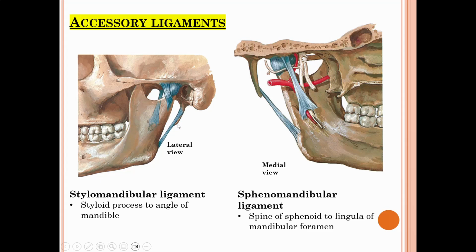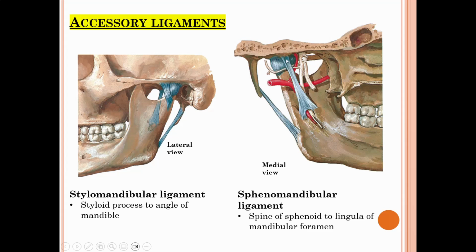Now the accessory ligaments I have already told you. First we will see the stylomandibular ligament which you are seeing here. It is attached to the styloid process and to the angle of the mandible. You would have heard of the stylomandibular ligament in the embryology of pharyngeal arches also.